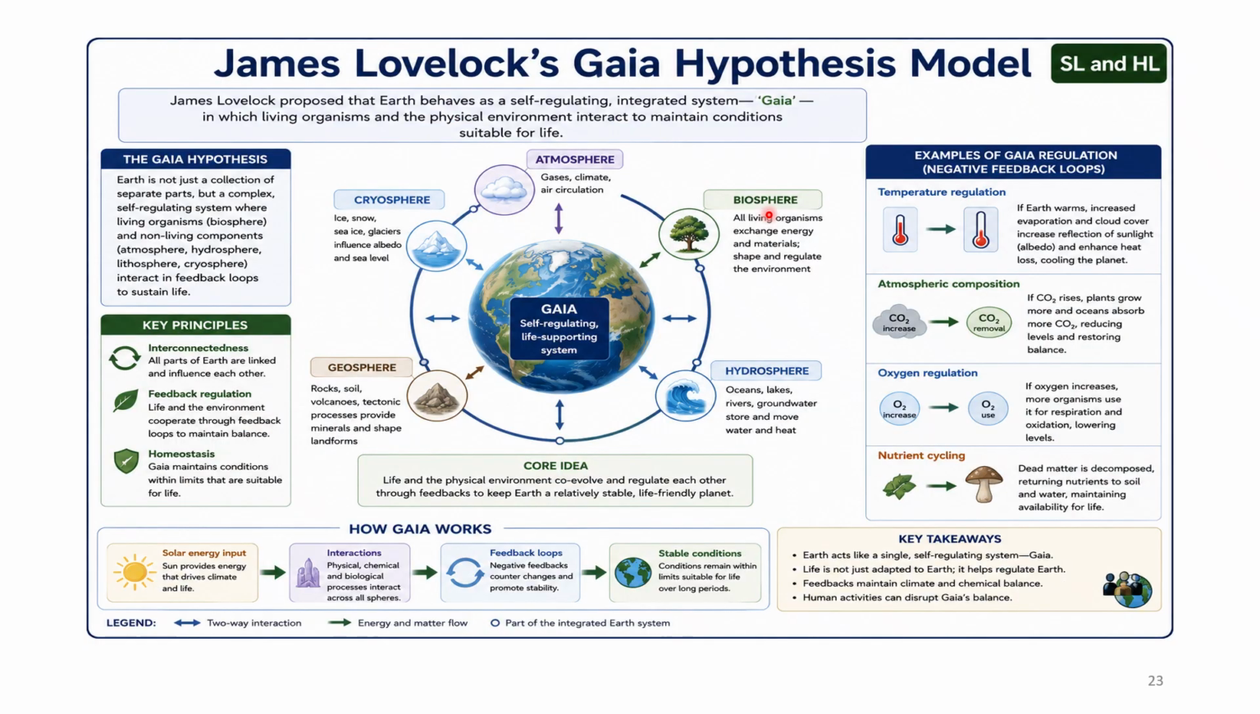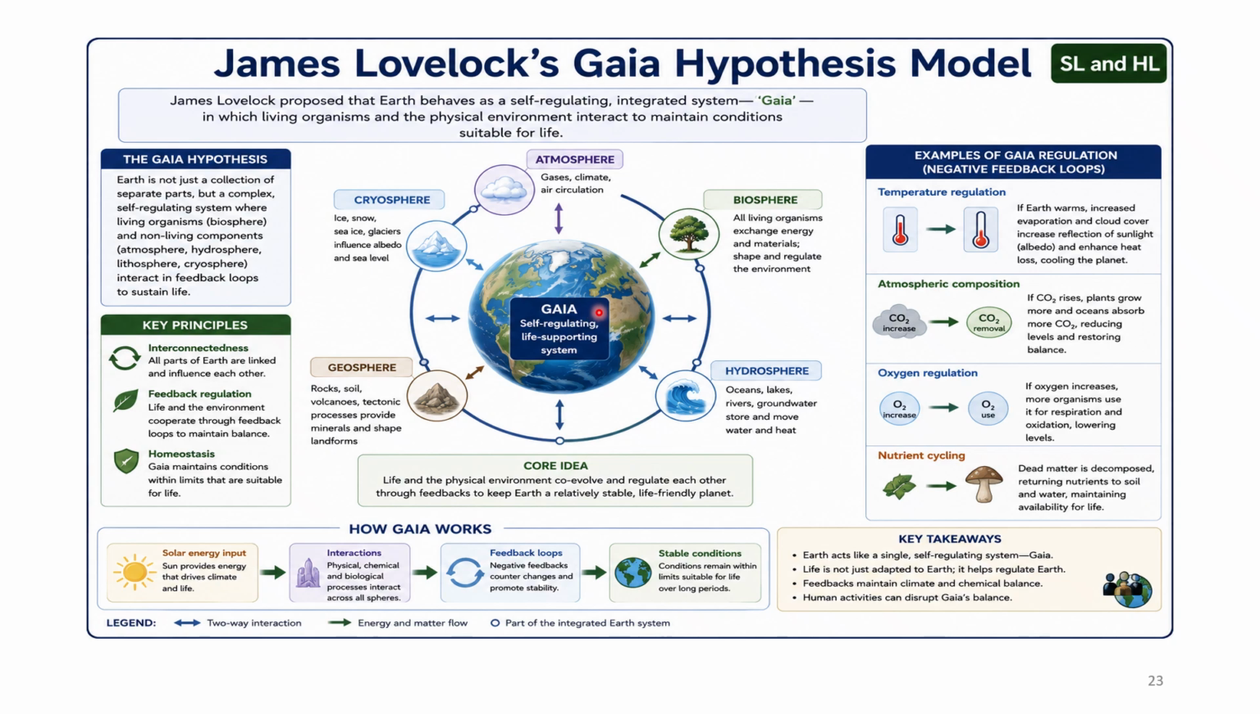James Lovelock's Gaia hypothesis model. James Lovelock proposed the Gaia hypothesis, which suggests that Earth functions as a single, self-regulating system where living organisms and the physical environment interact to maintain conditions suitable for life. The Gaia model is viewed as a model that emphasizes interconnectedness, feedback regulation, and homeostasis.